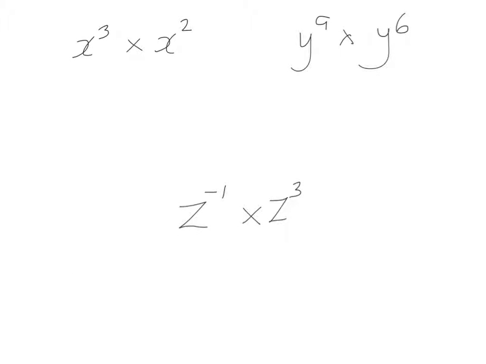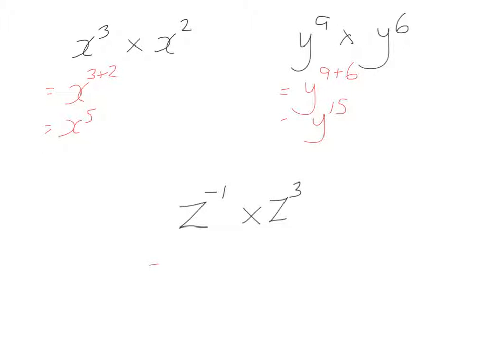Okay, here we've got 3 examples. We'll just go through them quickly. So x cubed times x squared, the base is both x. So I can simply add the powers. 3 plus 2 is going to give me x to the power 5. This example here, y to the power 9 times y to the power 6. Both are y's, so I can add the powers together since they're multiplying. I'm going to get y to the power 15.